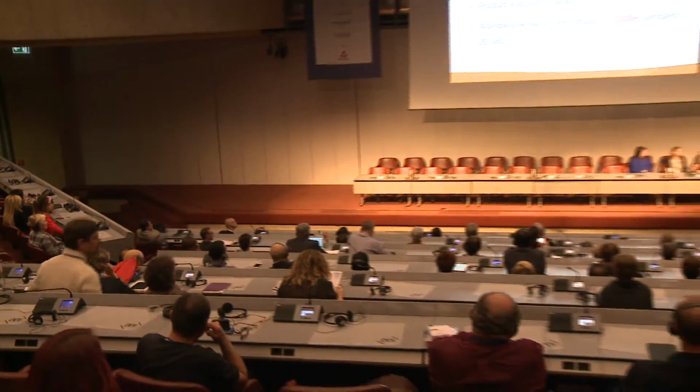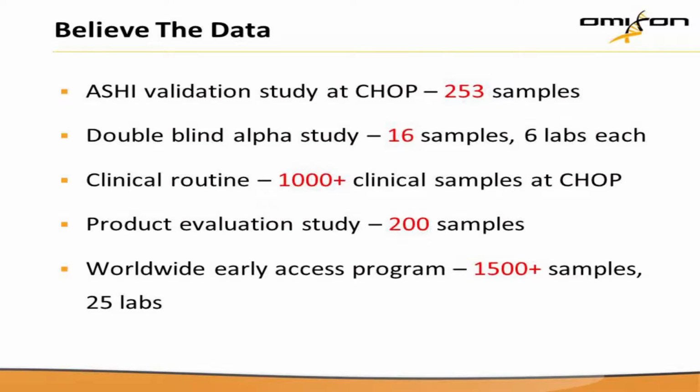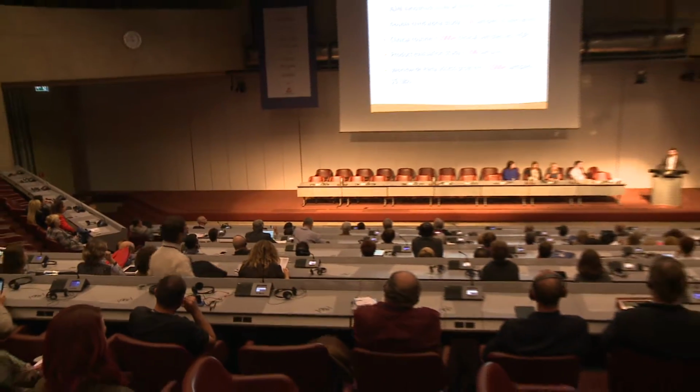253 samples for our validation study at Children's Hospital in Philadelphia, 16 samples in 6 different labs in duplicate for the blind alpha study, over 1,000 samples in clinical routine at Children's Hospital in Philadelphia, 200 samples for the product evaluation study, and over 1,500 samples, and still increasing, in our worldwide early access program, in 25 labs and 3 different continents.